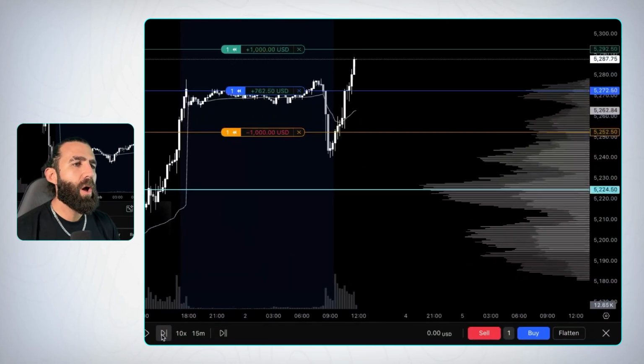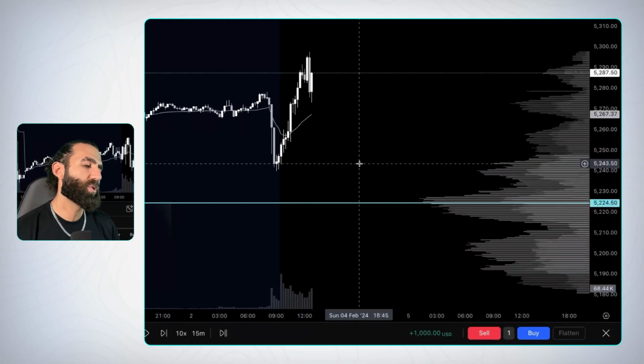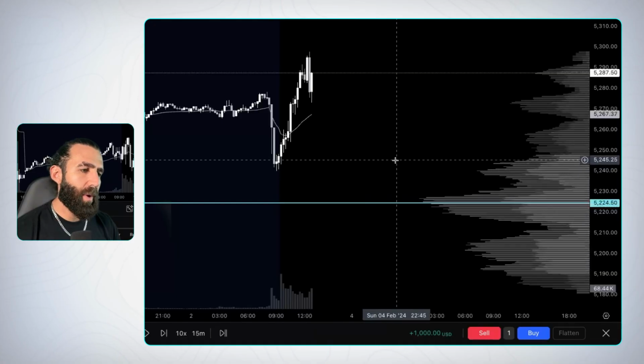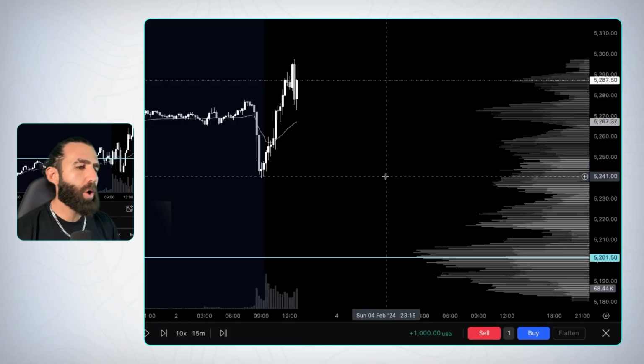Does it have to play out? No, absolutely not. It can come back down and take us out. But in this case, it does. 2 wins back to back there. Again, right around that $1,000 worth of risk for both trades. We're dealing with a 100% win rate so far.